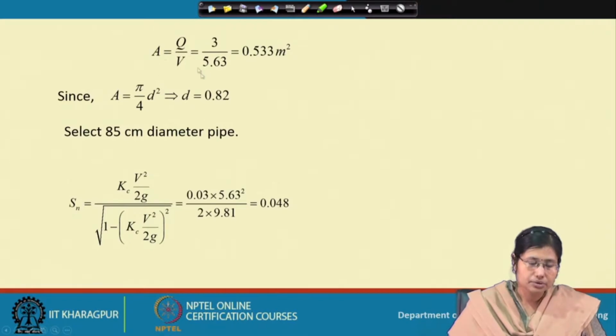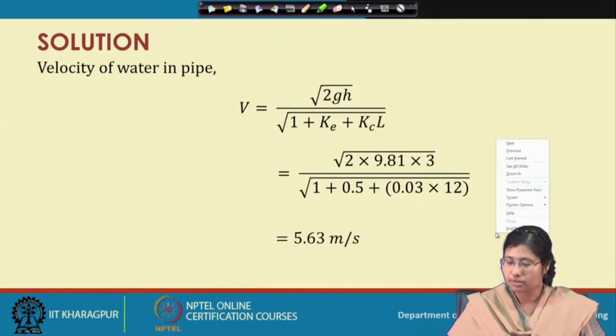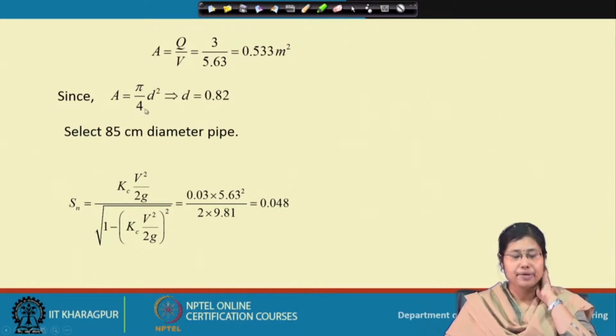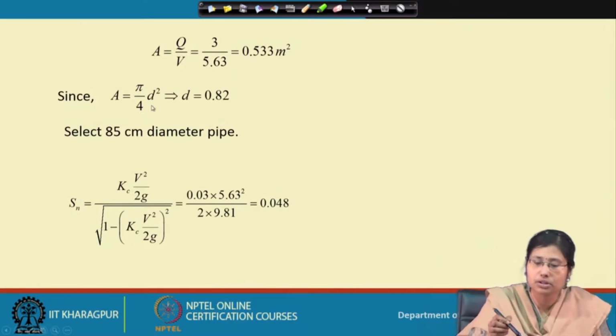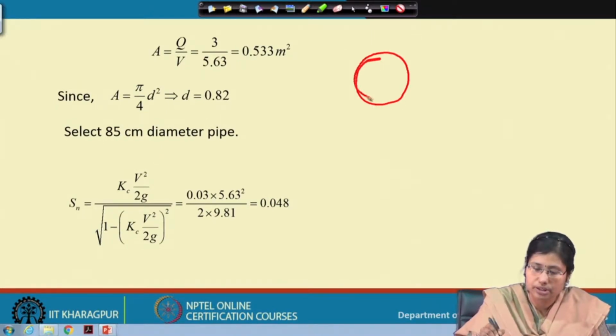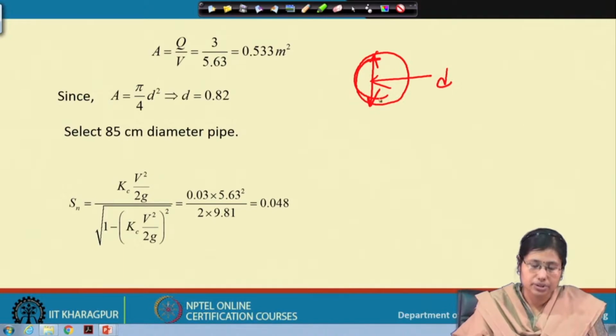Now, as you know, the cross sectional area of the pipe is a function of the discharge and the velocity of flow that we calculated in the previous step. From that we can directly calculate the pipe diameter. Since the cross sectional area of the pipe is assumed as circular, the diameter of the pipe is calculated taking into account that this is a circular cross section.